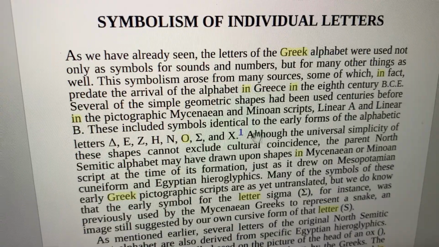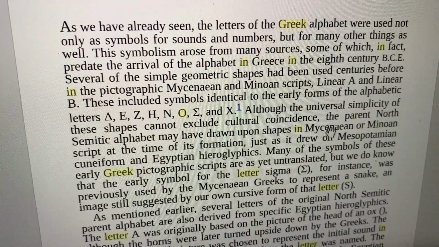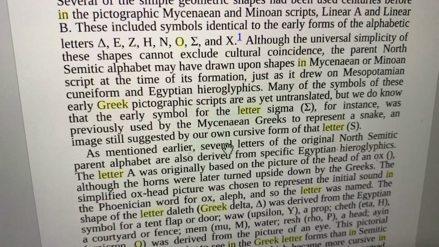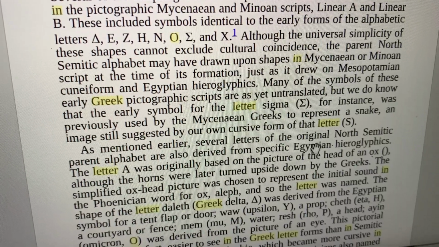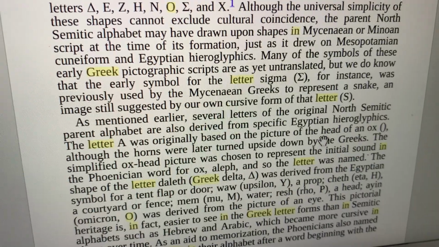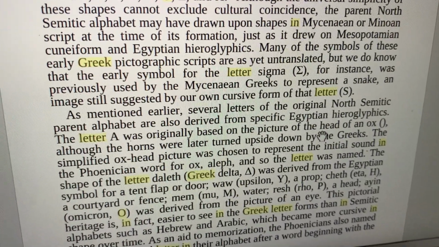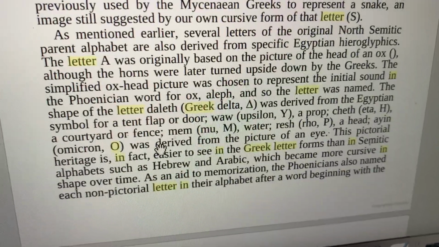So these are the letters. Let's see. And then we go down here. As mentioned earlier, several of the letters of the original North Semitic parent alphabet were also derived from specific Egyptian hieroglyphs. So these are very ancient. Why were they on there? Let's keep going. So all of them, now it's going to tell you what they mean.